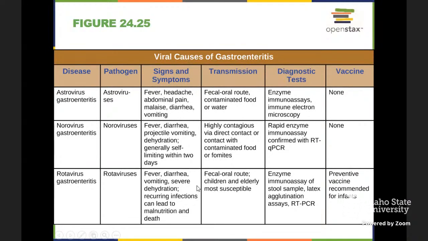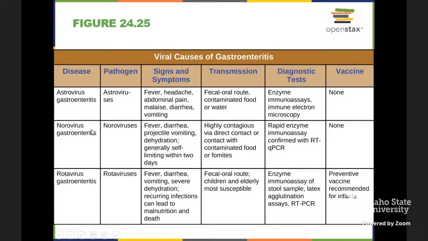So with that, our rotavirus at the bottom, astroviruses, norovirus, and rotavirus are three of the main common viral culprits for gastroenteritis. Fevers, headaches, abdominal pain. See that with all of these. Norovirus also gets you some projectile vomiting. That's awesome. All right. Dehydration. This can be self-limiting within a couple of days. It's highly contagious. We think direct contact or contaminated food, fomites, inanimate objects that get touched.